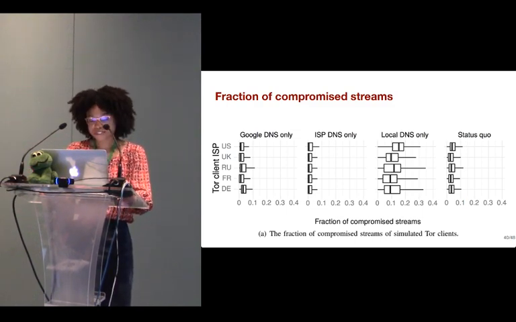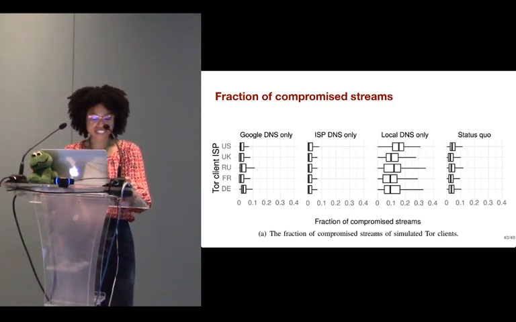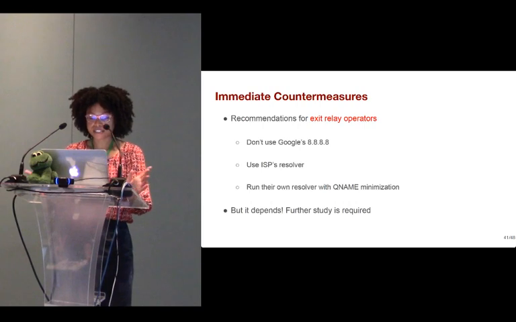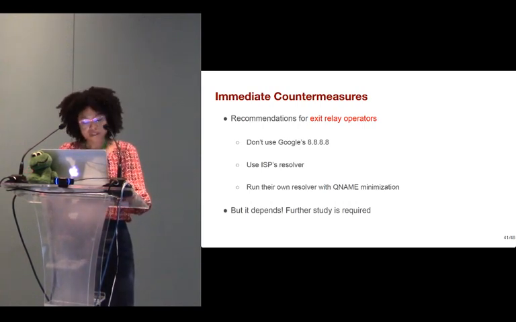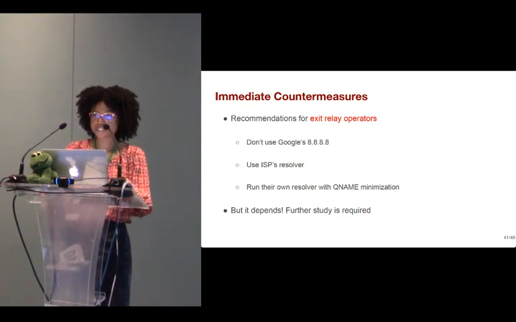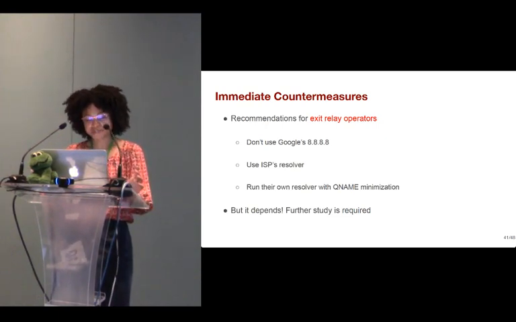Now, these results don't mean that we should send everything over Google or that all relays should use their ISP's resolver. Things are more complicated than that. So to that end, let's discuss a few countermeasures that we came up with. We actually recommend that exit relay operators avoid using Google's 8.8.8.8 public resolver so that Google doesn't get to learn so much about Tor users.